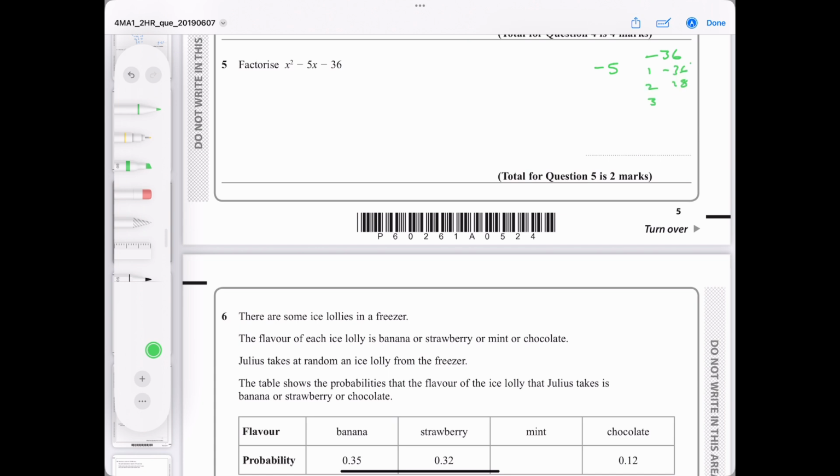3 and 12 isn't going to work. 4 and 9 is looking good, so I think that's 4 and minus 9. So it'd be x plus 4, x minus 9, and that would leave you with x minus 9x and plus 4x in the middle. So that works. That can go in there.